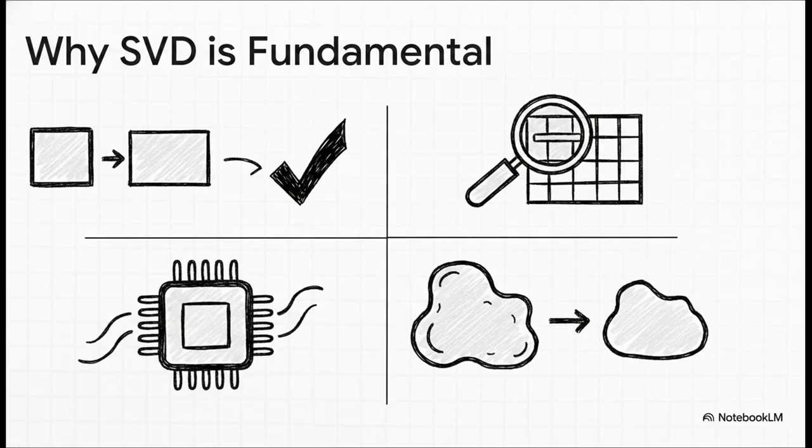I mean, unlike eigendecomposition, SVD works on any matrix, rectangular, square, whatever. It's also incredibly stable for computers to calculate, which is huge in practice. And it immediately gives you vital information, like the true rank of the matrix and the absolute best way to approximate it with a simpler version.